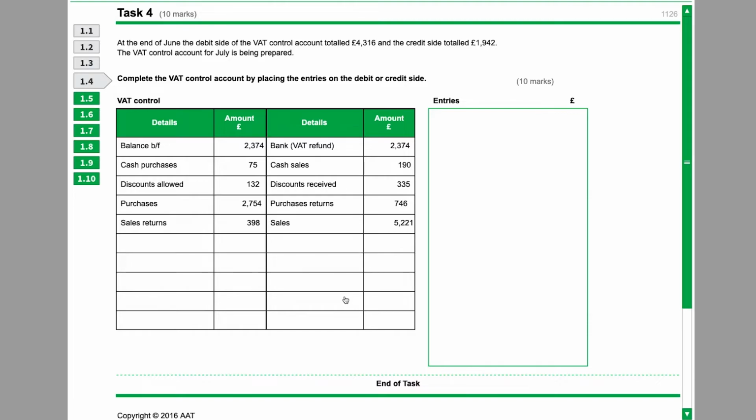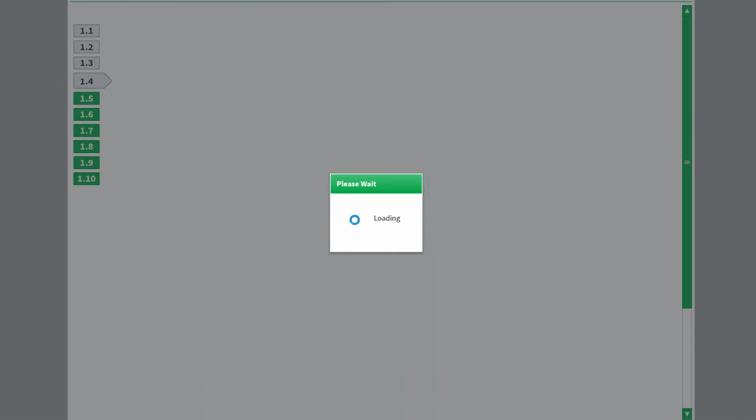And that covers task 4. I appreciate I've not gone into huge detail there as to why each of those goes on which side, but like I say, please watch the other video and that will explain that in full. Anyway, let's jump into task 5.